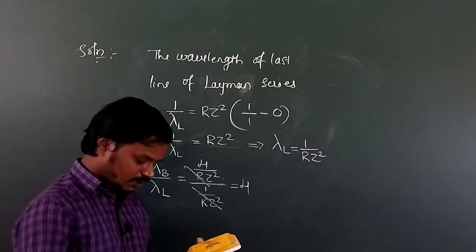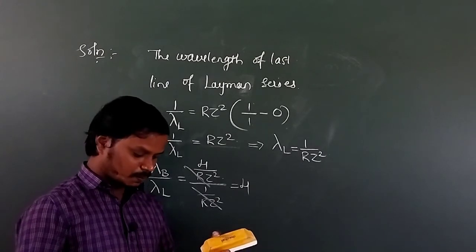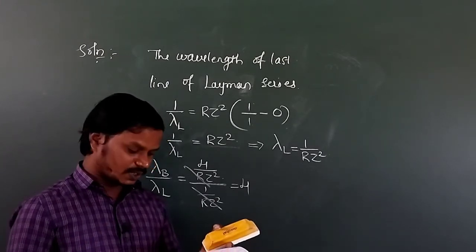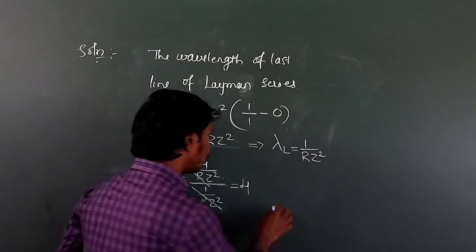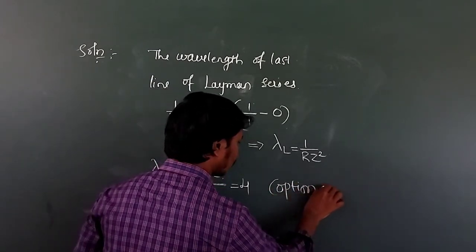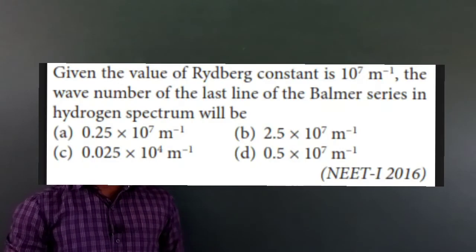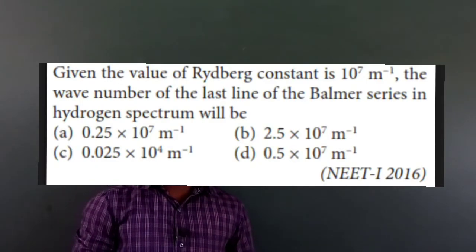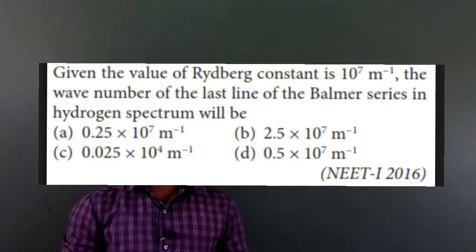Then the options: first option 1, second option 4, third option 0.5, and last option 2. Then which is the correct option here? Option 2 is correct. So next question.